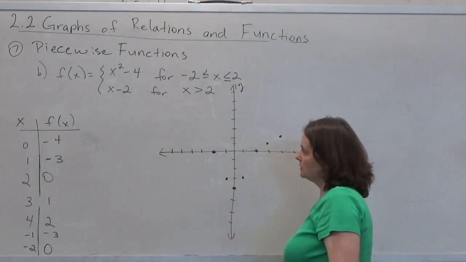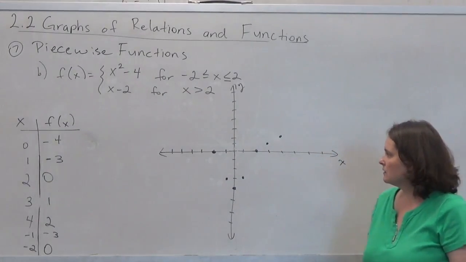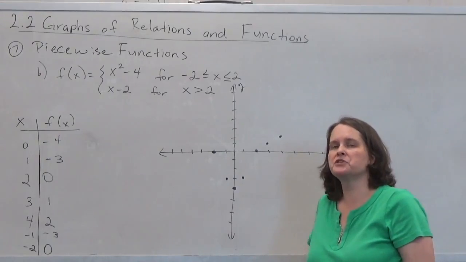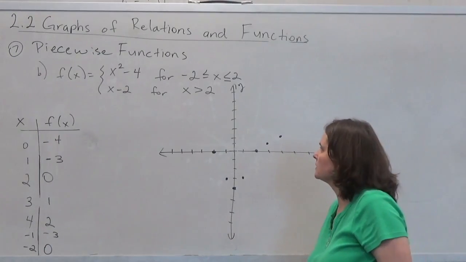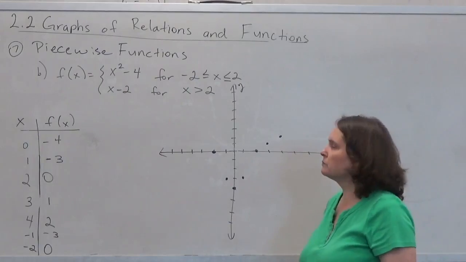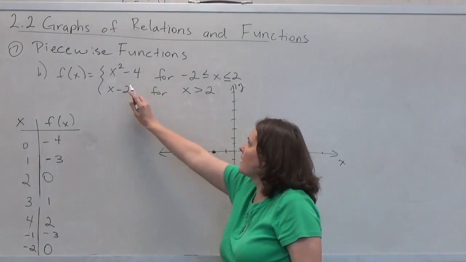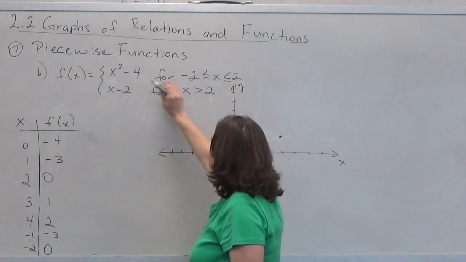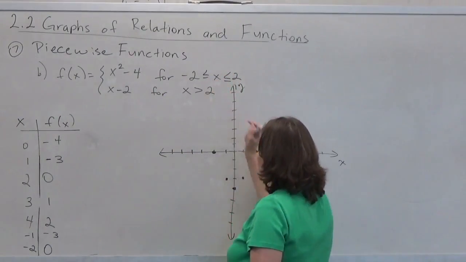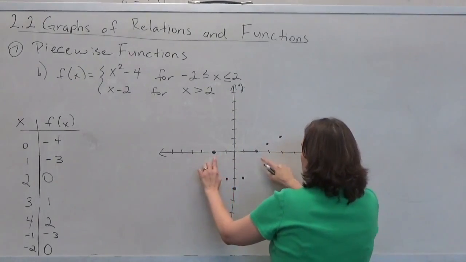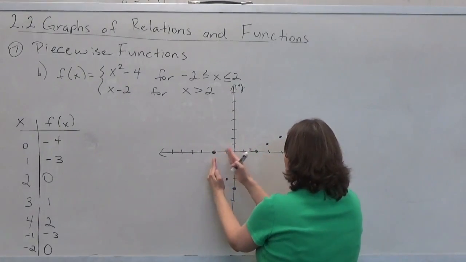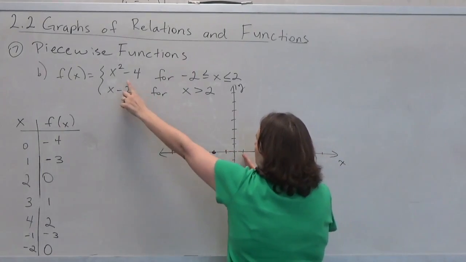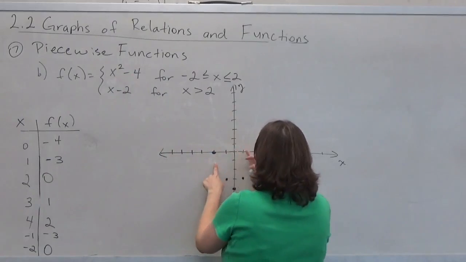This is a good example of why it's important to know the shapes of the graphs that you're working with. Look at our original problem. We're asked to graph this x squared minus 4. That's the x squared. And again, this is from -2 to +2. So between -2 and +2, based on the function that I'm given, what should be happening with my graph?